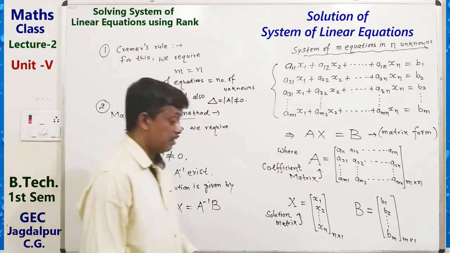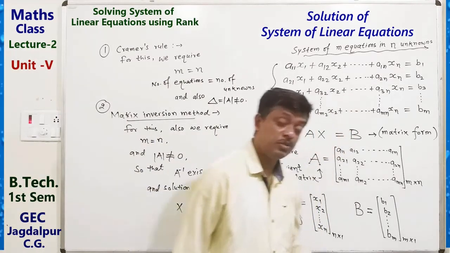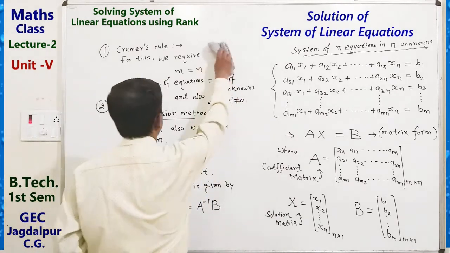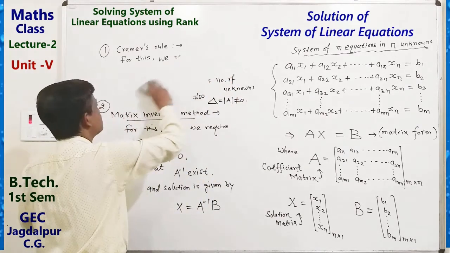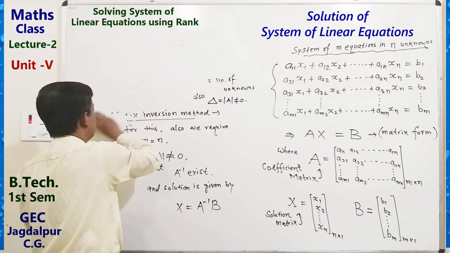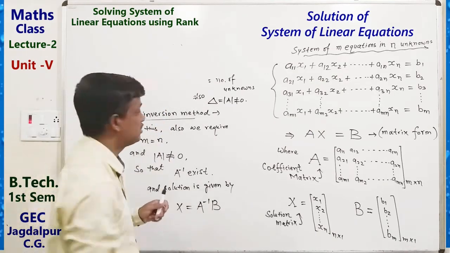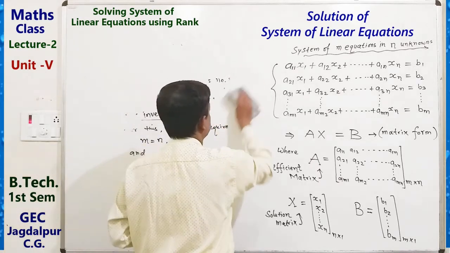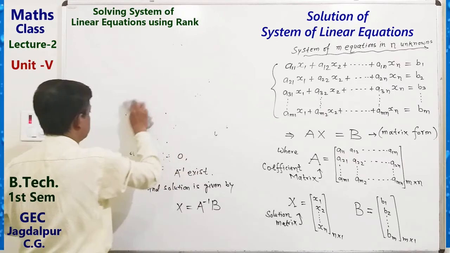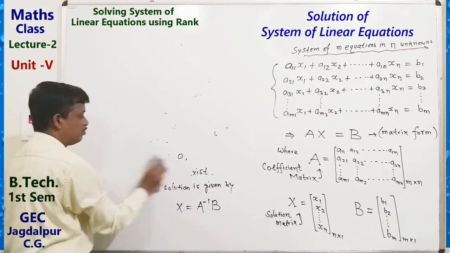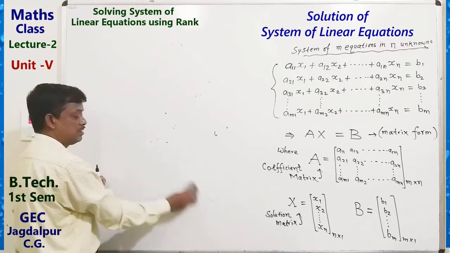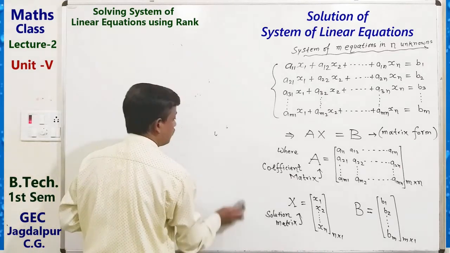So, by using the rank of the matrix, we can solve a system of equations. Okay, rank is very useful. In the previous class, we already saw how to find the rank of a matrix. The rank of a matrix can be found by converting it to upper triangular or echelon form.